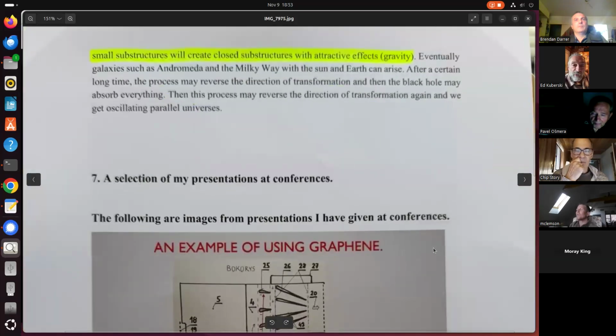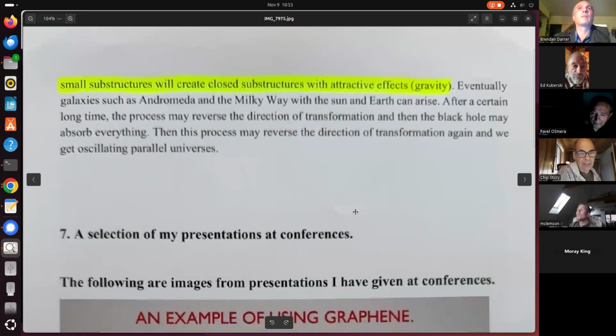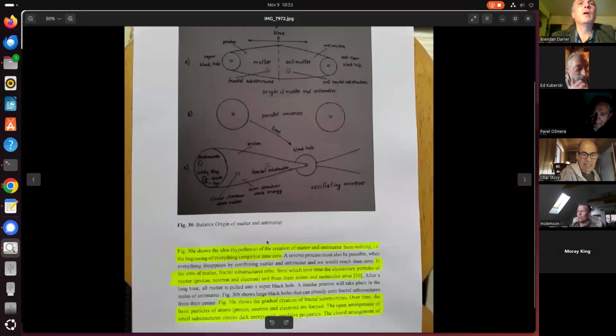Oh, was somebody going to read that? Yeah, eventually galaxies such as the Andromeda Milky Way with the sun and earth can arise after a certain amount. Brendan, you need to go back. We missed a little piece there. It was the highlighted piece, sorry.